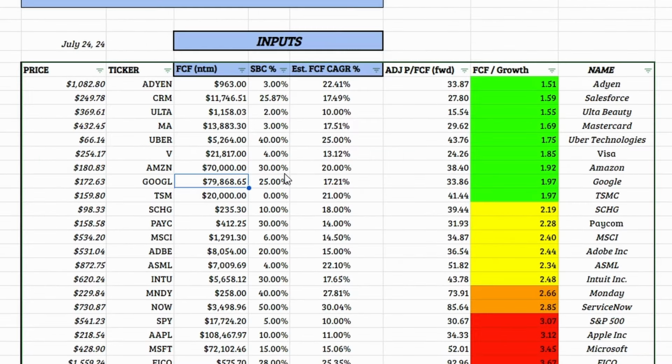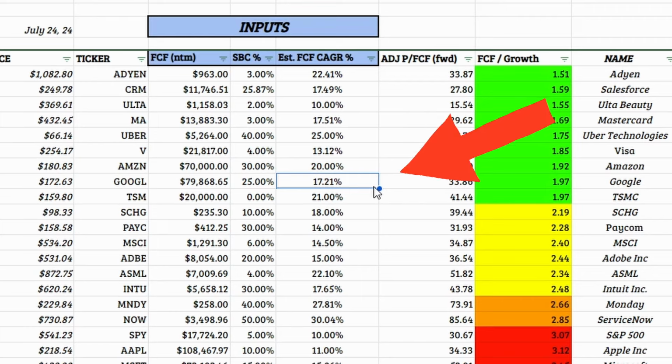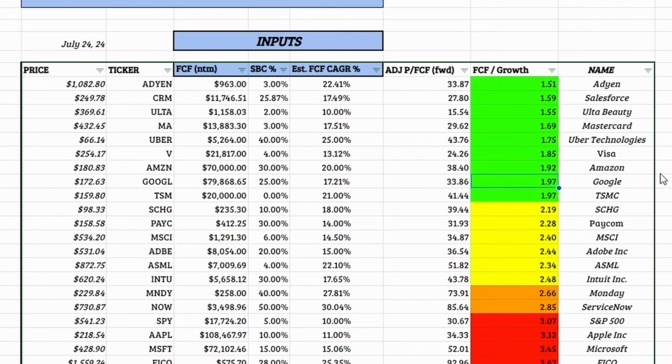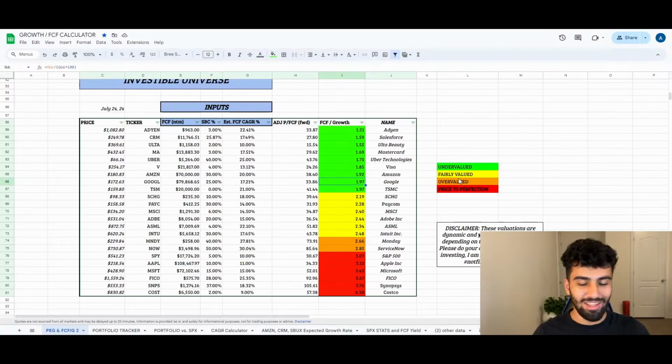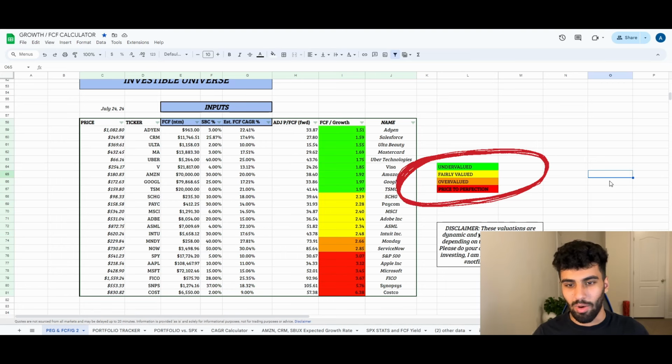I've estimated that Google is going to be producing roughly $80 billion of free cash flow in 2024. Based off my assumptions, I'm saying roughly a 17% growth rate is going to be applied to Google on a going forward basis. That lands you at roughly 2 times their free cash flow to growth rate, and that's about undervalued to maybe around fair value.